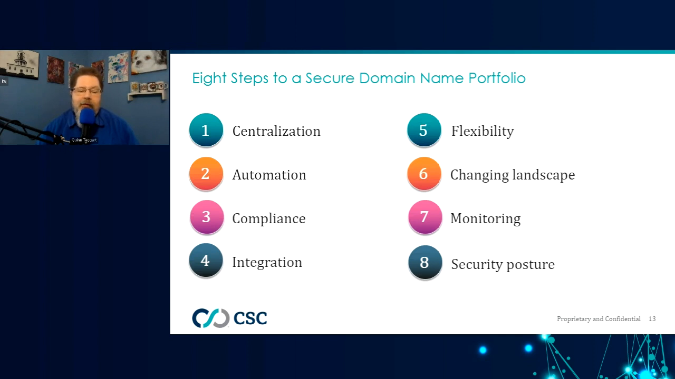We want to centralize. We talked about that a second ago. We want to utilize automation as and where we can. We have to look at compliance, because when you're dealing with domain names registered in certain jurisdictions and countries, they're going to have to utilize either local trademarks or local company names, and you're going to want to make sure that you have that set up just right so that you don't run afoul of the local registries.